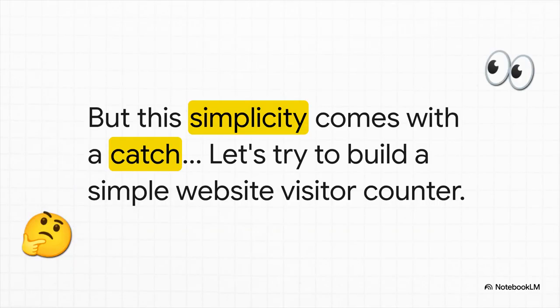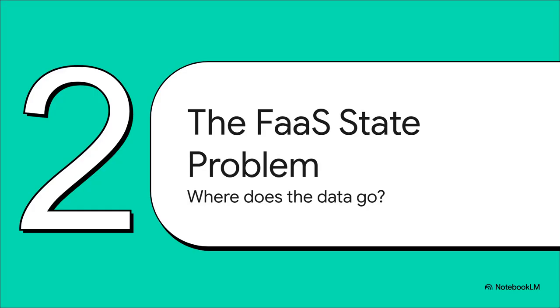Now that sounds amazing, right? Super simple, super clean. But there's a catch. And to really get our heads around this fundamental challenge with FaaS, we're going to try to build something dead simple, a basic website visitor counter. And this brings us smack into the middle of the biggest headache in the FaaS world, managing state. The big question is, where does the data go? Or to put it another way, how in the world does a function remember anything?